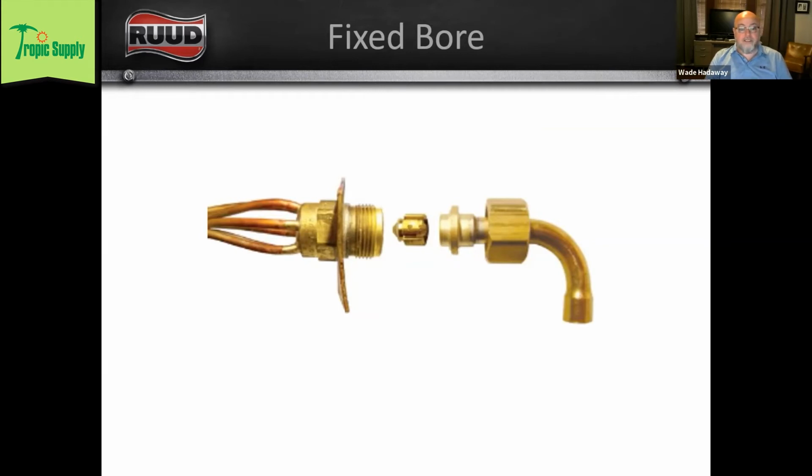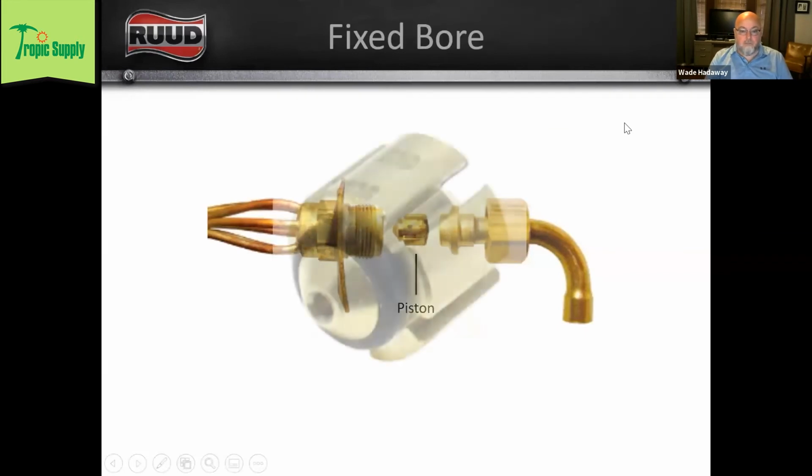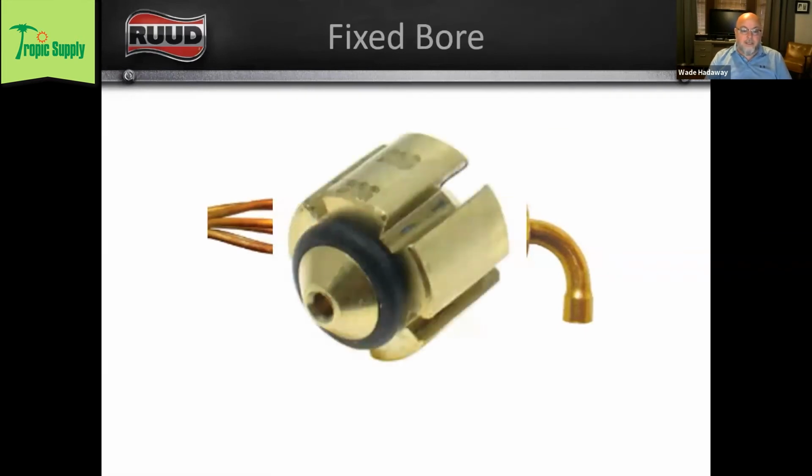So, fixed bore. This is an example of a fixed bore. This is a piston. And you can see this piston is a brass part that has a hole milled through the middle of it. And the way that we meter the refrigerant through a fixed bore, and really it's how we meter refrigerant through any metering device, it's just how we get there, right?